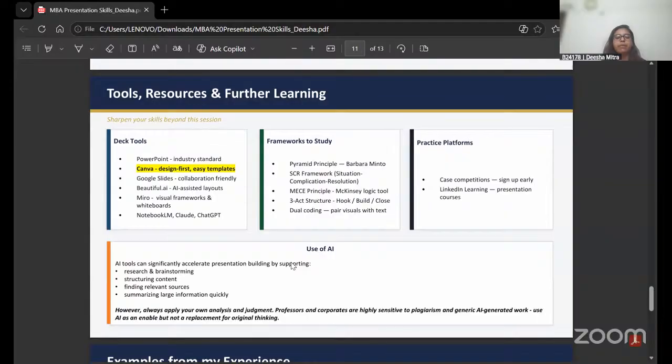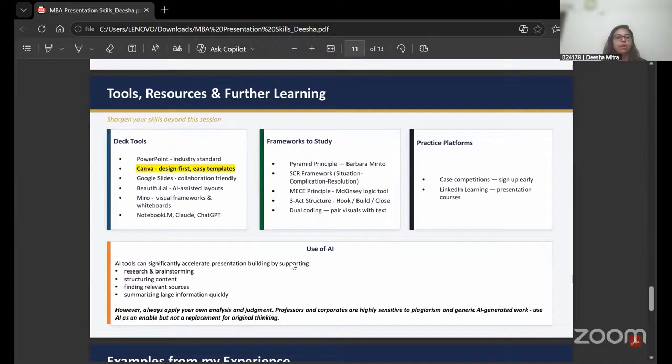But even if you have some time right now, you can just play around with the tool. Canva, like you can see on the deck, I've specifically highlighted Canva, right? Canva is going to be your best friend during MBA. Every deck that you're going to make, you're going to use Canva for it. It's such a handy tool.